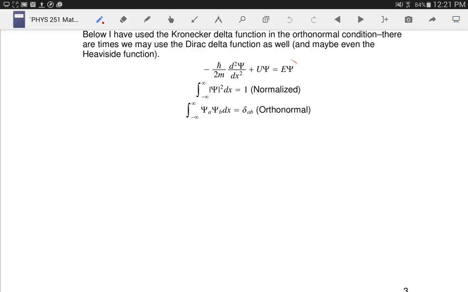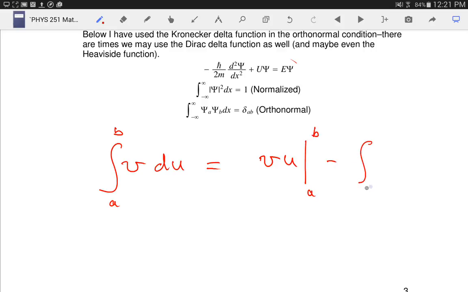Okay, integration by parts. That didn't change it. That will. You have the integral of v du. That's the basic formalism that we learn for integration by parts.